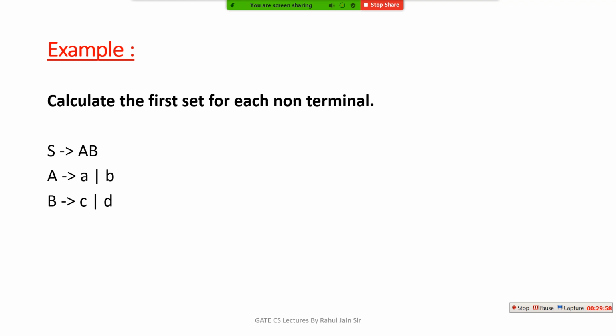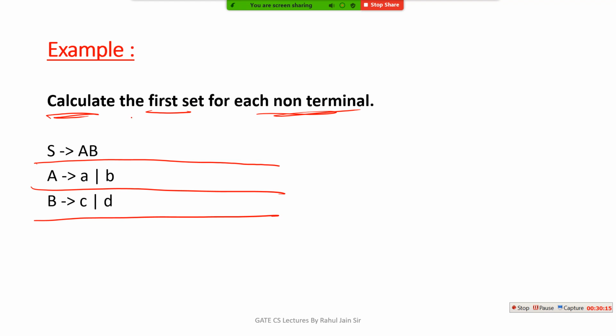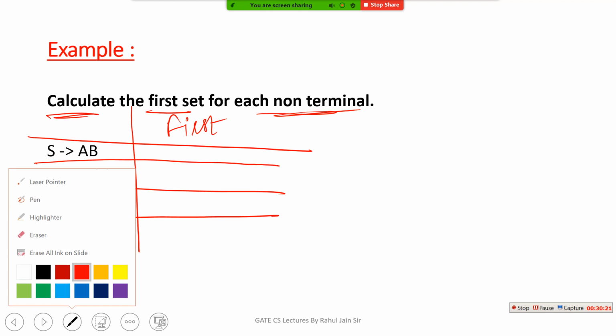Let's solve this question first. I am solving this question for you, and after that you will solve. In this question, the task is to calculate the first set for each non-terminal. What are the non-terminals? S is a non-terminal, A is a non-terminal, B is a non-terminal. I need to calculate first for each.